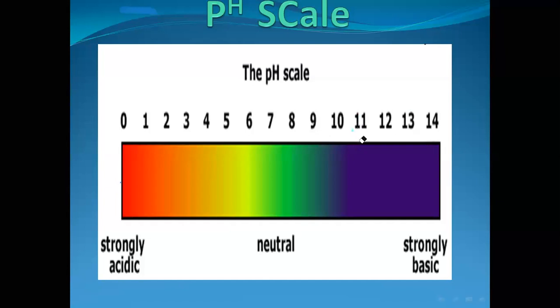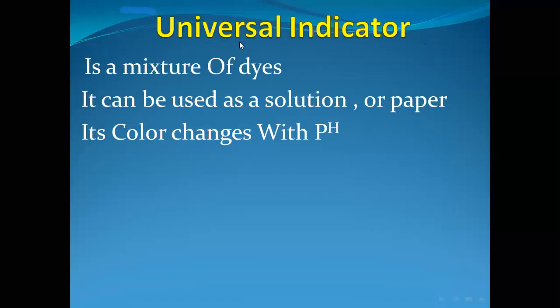By the pH scale, you can detect whether you have an acidic solution, a neutral solution, or an alkaline solution. Even here, we have something very important: universal indicator. Universal indicator is a mixture of dyes.